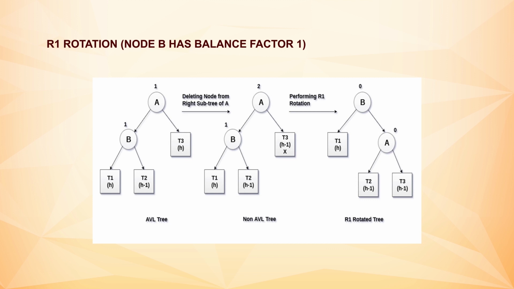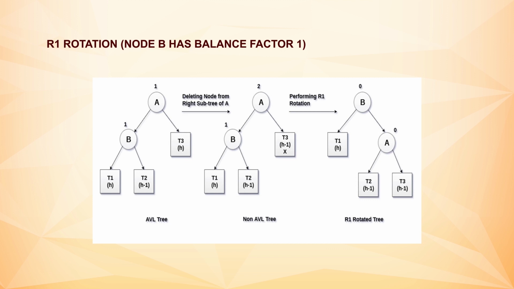Then R1 rotation, just simply do it. B will become a root node, A will be shifted as a right child of B, T1 will be connected as it is in the form of left child of B as a left successor of B, T3 as it is a right successor of A. Only one difference: T2, which has a height of h minus 1, will be disconnected from B and connected as a left child of A. This is the way we connect T2 in the new tree.